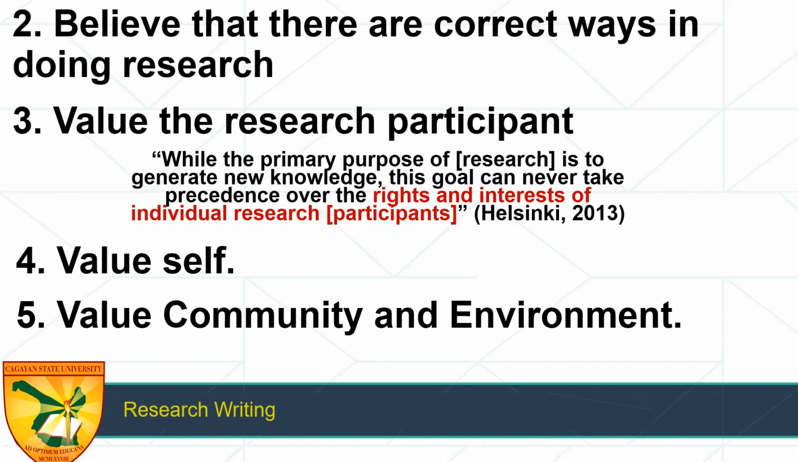While the primary purpose of your research is to generate new knowledge, this goal cannot take precedence over the rights and interests of individual research participants. Number four is value self. So you know you are honorable and trustworthy, so you do ethical research. Number five, value community and environment. This is the impact on the community which participants represent, both during and after the research.